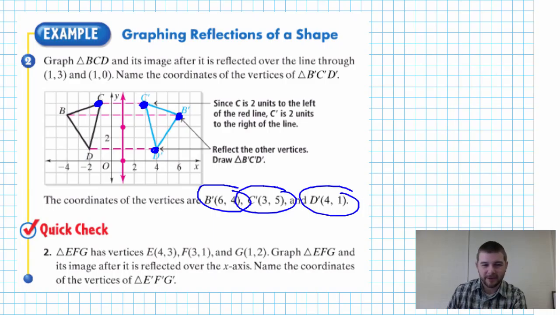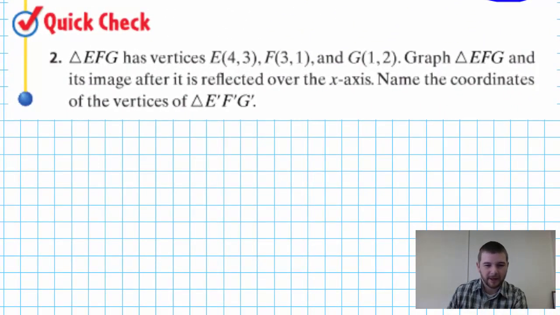And a quick check opportunity, number 2. Triangle EFG has vertices E at the point (4, 3), F at the point (3, 1), and G at the point (1, 2). Graph triangle EFG and its image after it is reflected over the x-axis. Name the coordinates of the vertices, remember that will be all 3 vertices, of the triangle E prime, F prime, G prime.